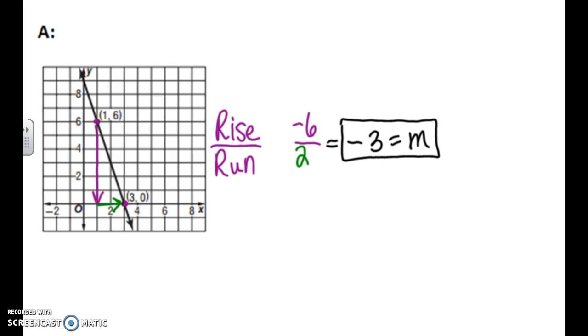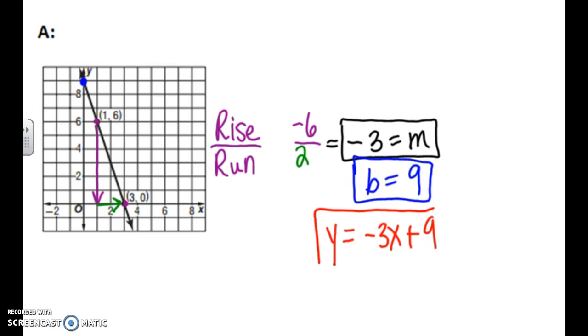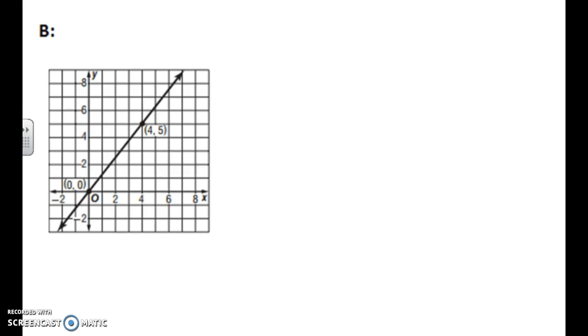Now we need to look at our graph and find the y-intercept. If you look on your graph, find the place where it crosses the y-axis, and that's going to be your y-intercept number. Now that you have those two critical pieces of information, now you can write your equation. That's the final answer that we're looking for there in red. Let's do the same thing on the next one.